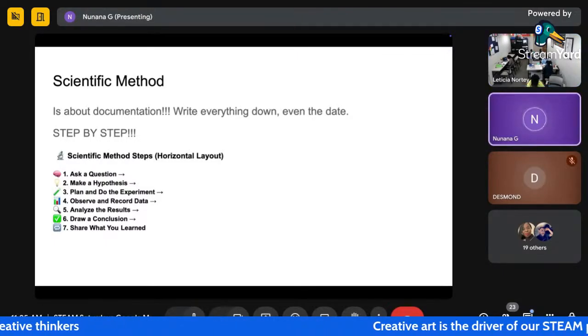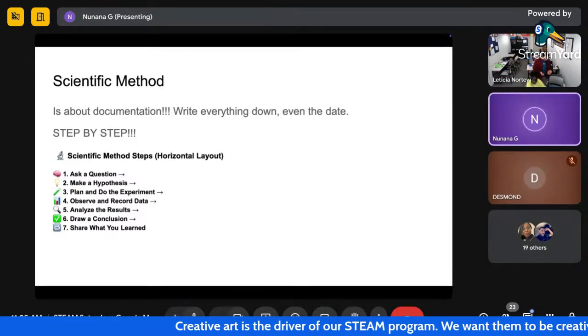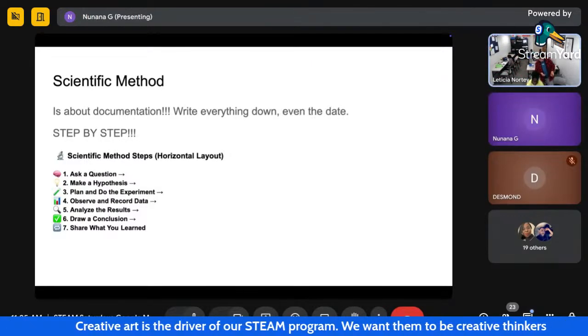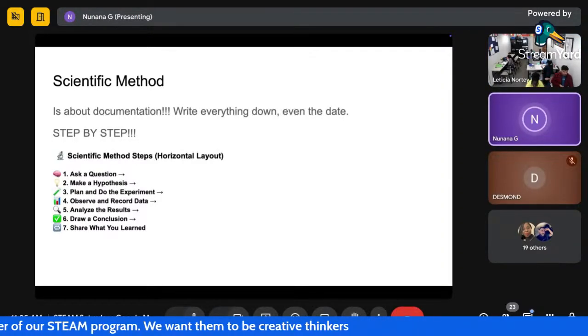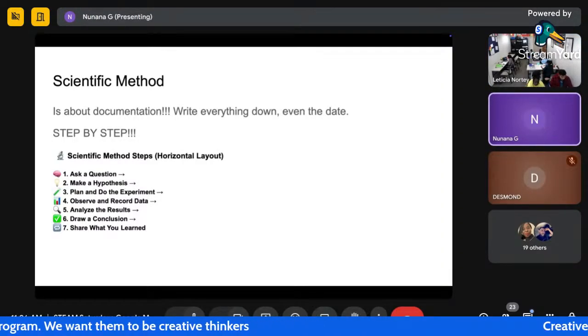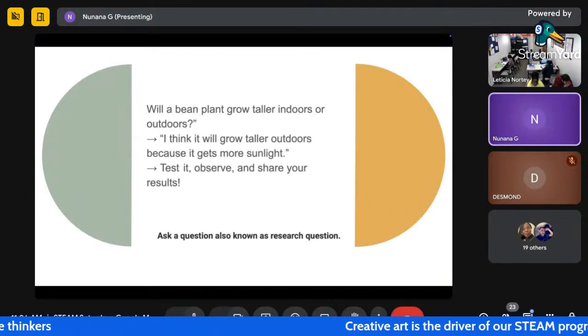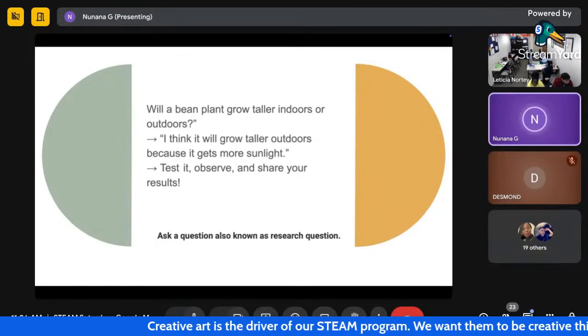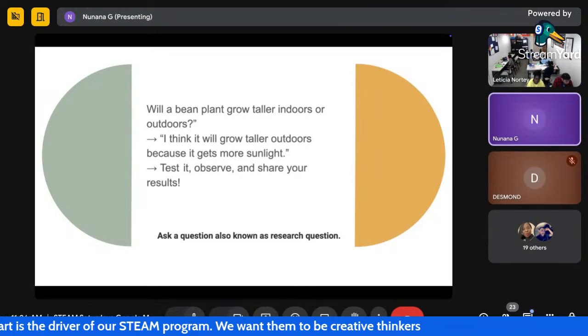What we learn from the experiment, and the information we get out of it, we can use to help others or ourselves. And then we present it. So the question is, will a bean plant grow taller indoors or outdoors?